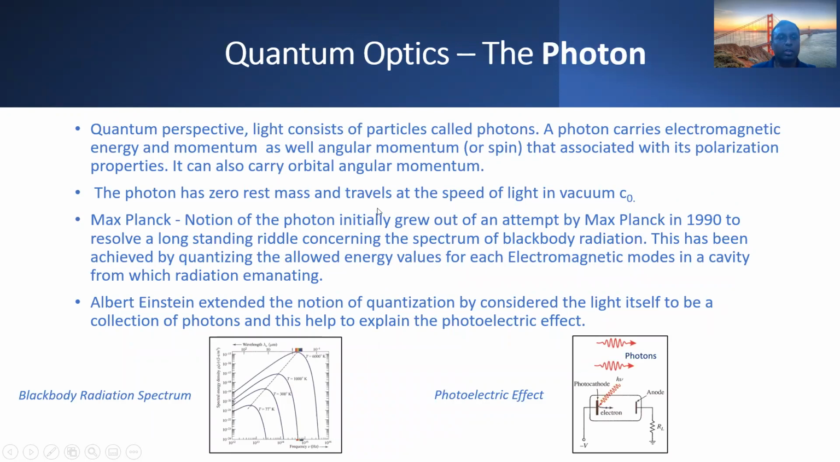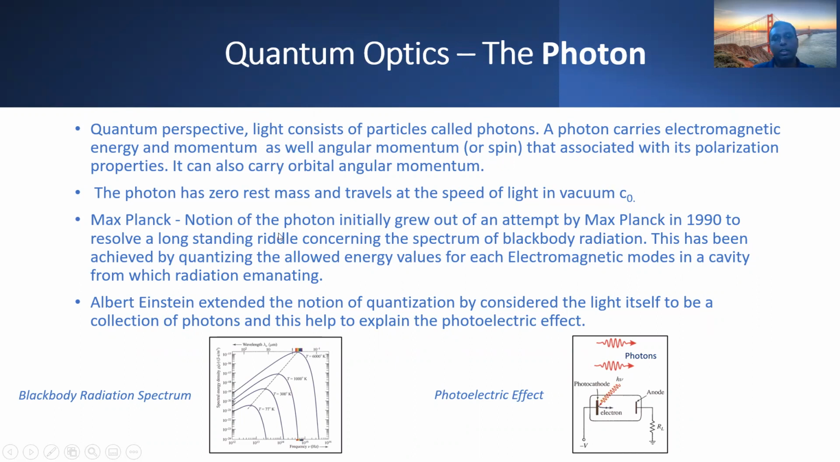Let's look into the photon. In the quantum perspective, light consists of particles called photons. A photon carries electromagnetic energy and momentum, as well as angular momentum or spin, that is associated with its polarization properties, and it can also carry orbital angular momentum. The photon has zero rest mass and travels at the speed of light in vacuum.